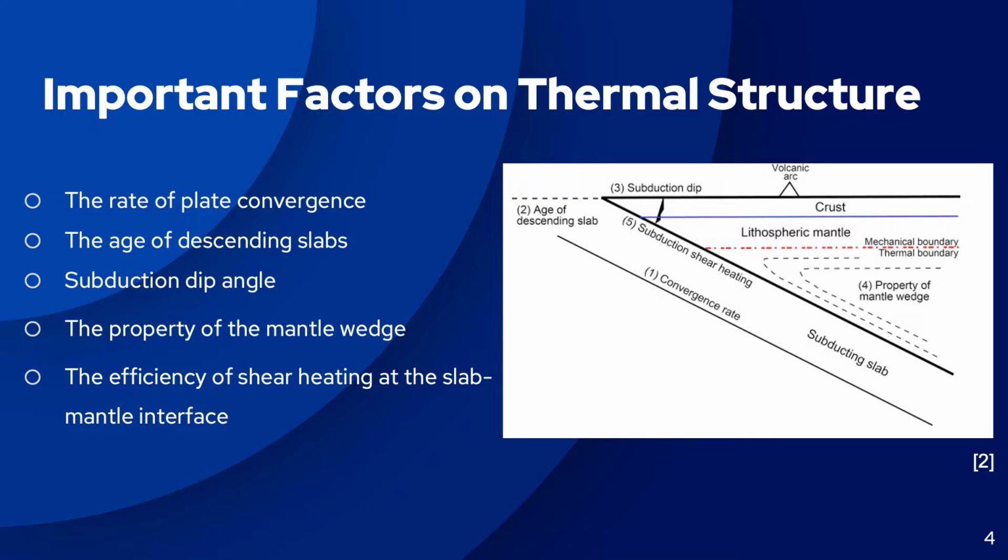There are several important factors that govern the thermal conditions that exist within the mantle wedge. The mantle wedge, as demonstrated by the last diagram and in this diagram, is the slice of the mantle that is overriding the subducting crust. The factors that affect the thermal structure within this mantle wedge are the rate of plate convergence, the age of descending slabs, the subduction dip angle, which we'll talk a bit more about, the property of the mantle wedge, and the efficiency of shear heating at the slab-mantle interface. Each of these factors will result in variation in the thermal gradient that is produced within the mantle wedge, and therefore the metamorphic processes that are able to take place within the wedge.